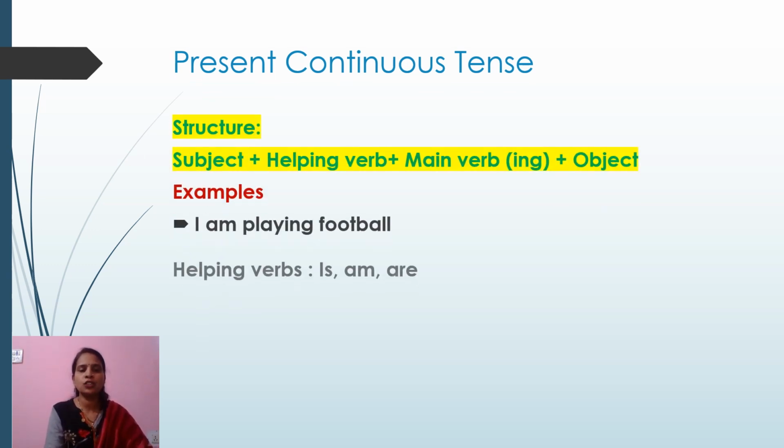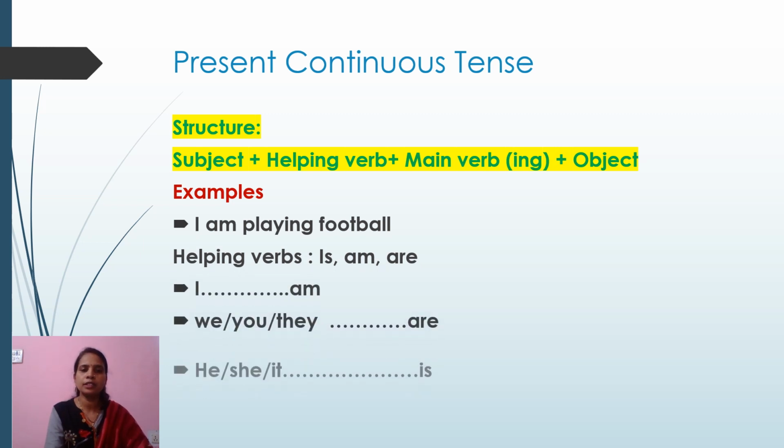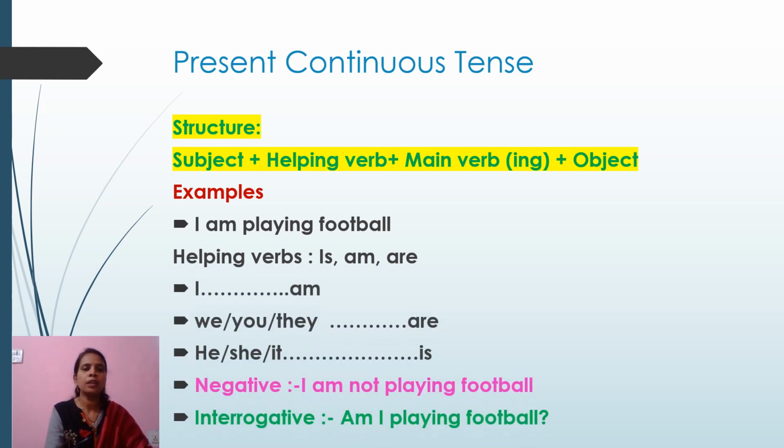Let's see what is the structure of present continuous tense. First the subject, and then the helping verb, and then main verb with ing, and then object. Dear students, always remember whenever the tense is continuous, we add ing with the main verb, with present continuous tense and with present perfect continuous tense also. And helping verbs here used are three: is, am and are. With I we always use am, with we, you and they we use are, and with third person singular, or with he, she, it, is is used.